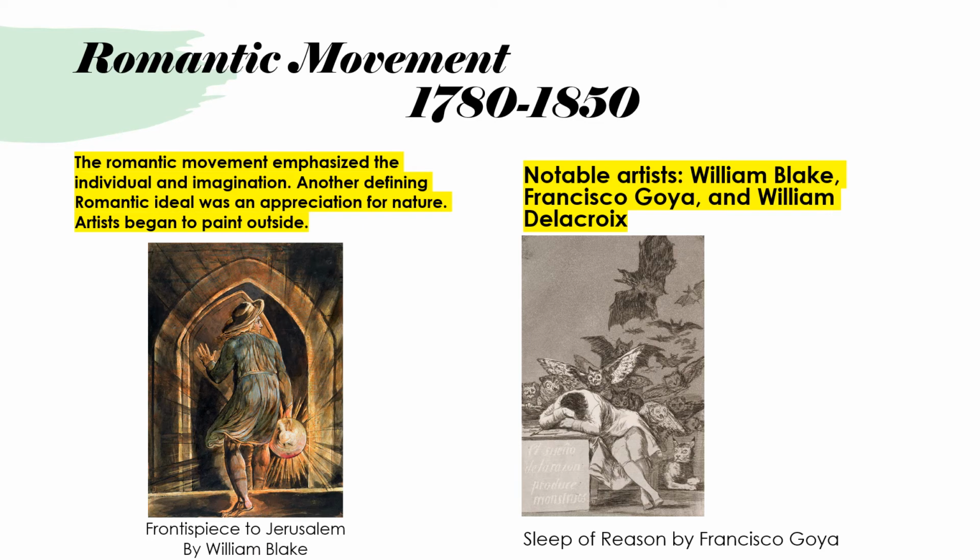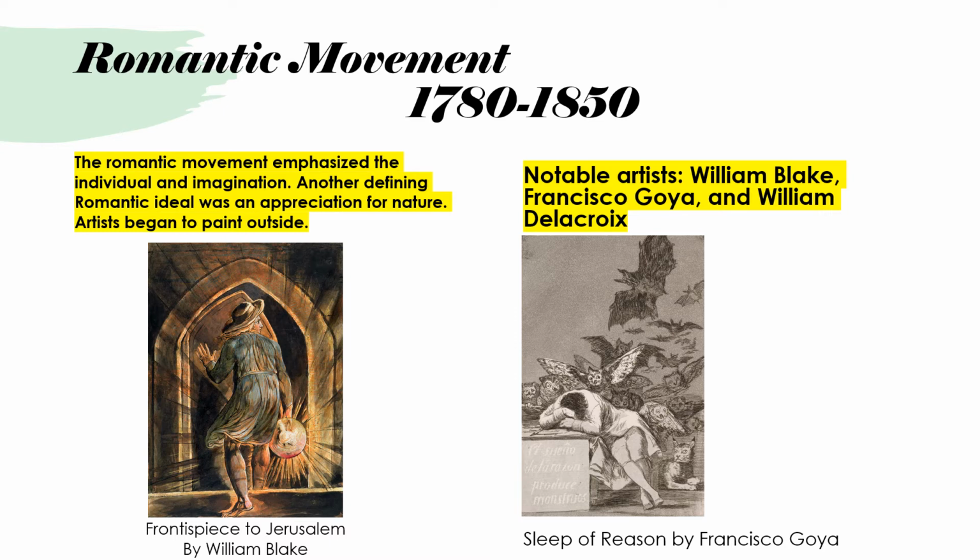All right. Going back to the Romantic movement or Romanticism, which took place from 1780 to 1850. The Romantic movement emphasized the individual and imagination. Another defining Romantic idea was the appreciation for nature, and artists began to paint outside. We spoke last week about how in the Baroque movement, most paintings, almost all of them, took place inside, and artists began to move away from that in the Romantic movement.